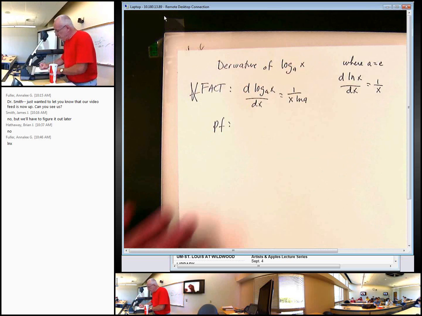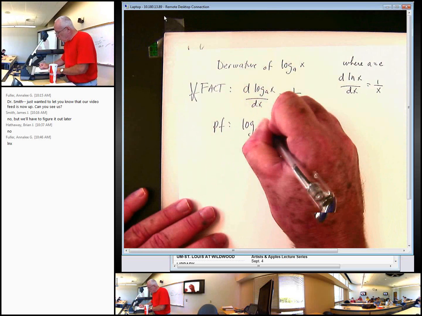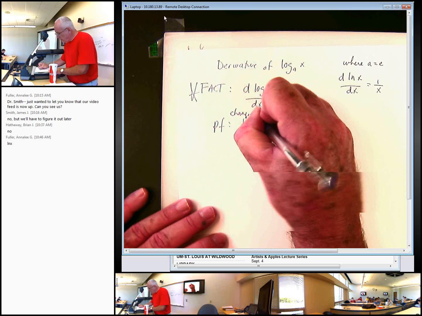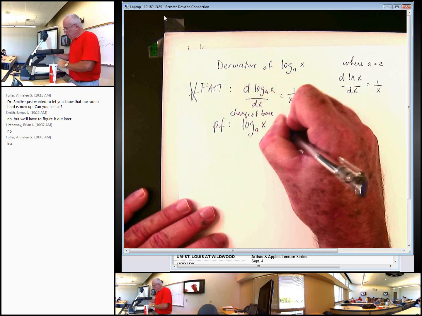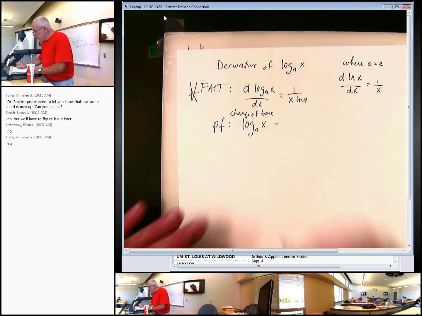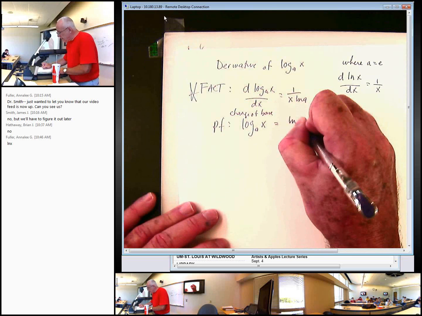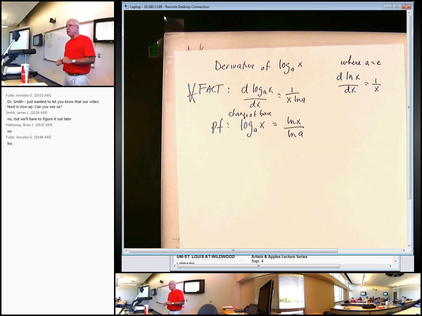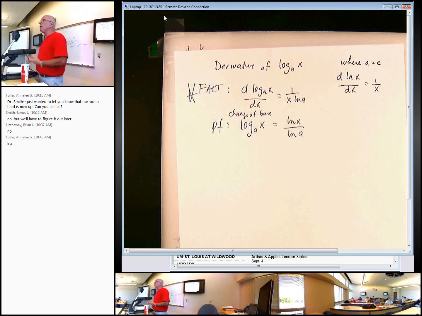Let us refresh our memory with the change of base formula: the log base a of x can be rewritten as the natural log of x divided by the natural log of the base. That's the change of base formula. Now we want to find the derivative of this.